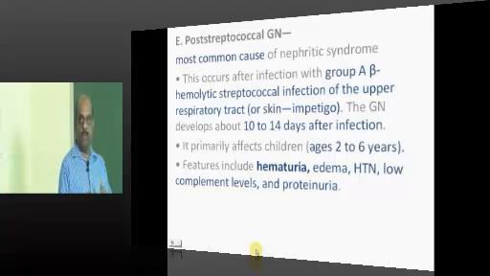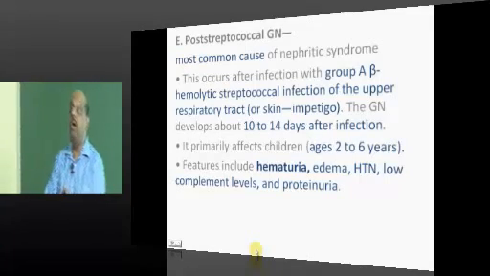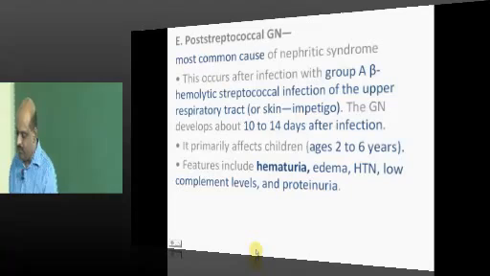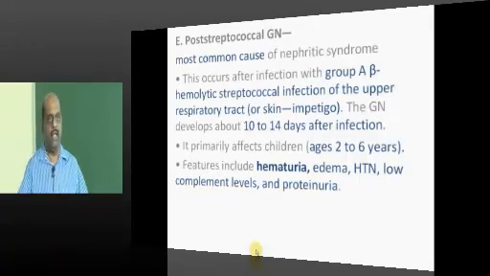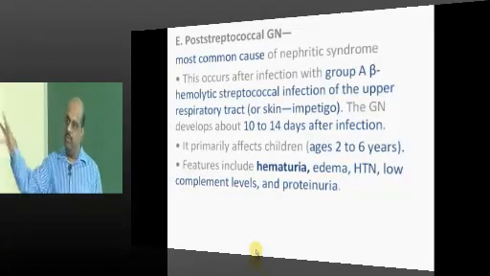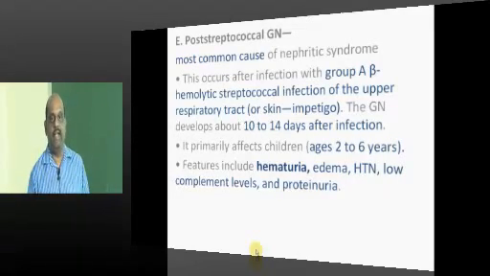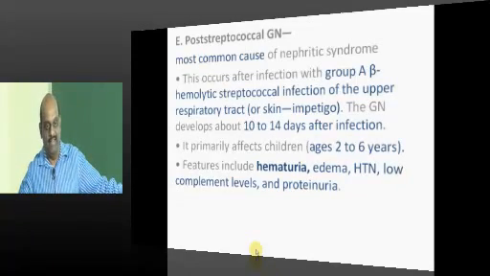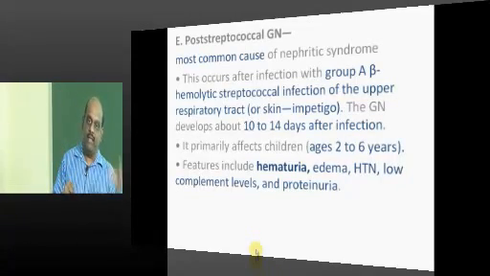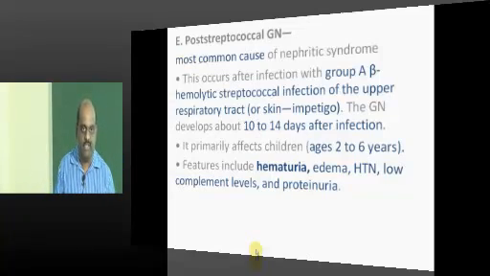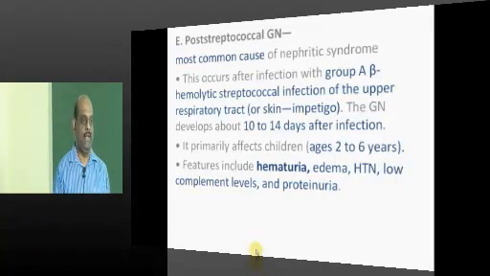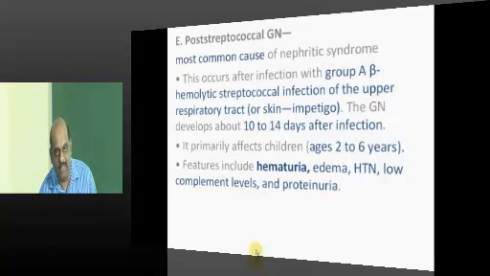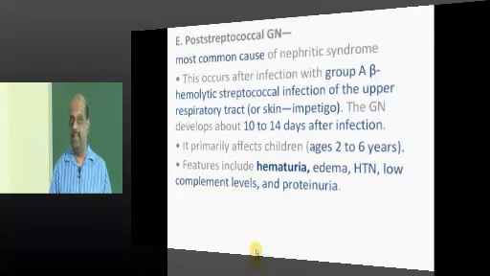Here we need to have a small caveat about the complement levels in PSGN. If you take lupus nephritis, doctor, what is it because of? Immune complexes go and deposit in the kidney and destroy the kidney. Every time immune complexes are forming, they will consume the complement and complement levels will be low. Even PSGN also is an immune complex attack on the glomerulus only. Hence there will be low complement. But there is a speciality in this.